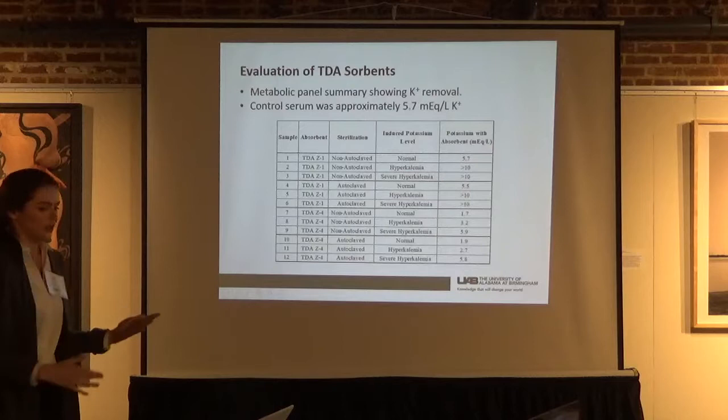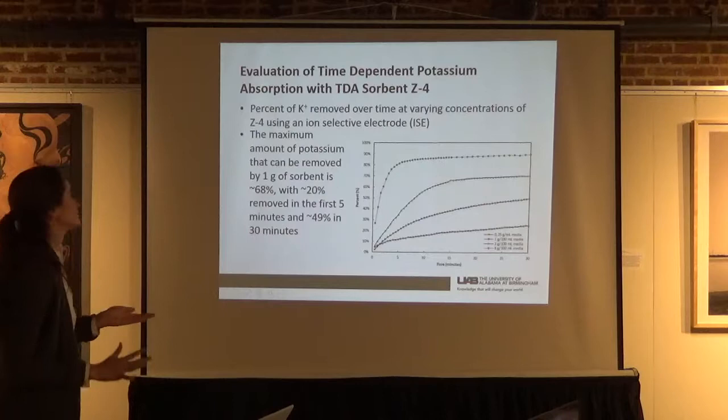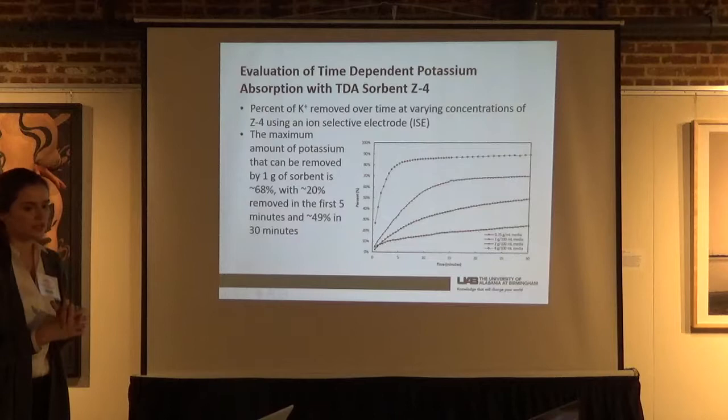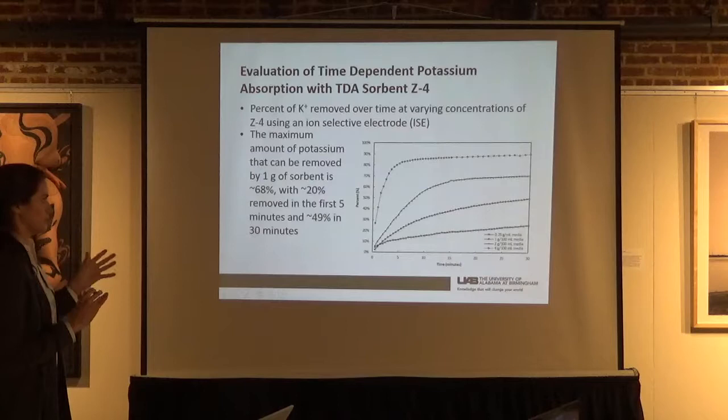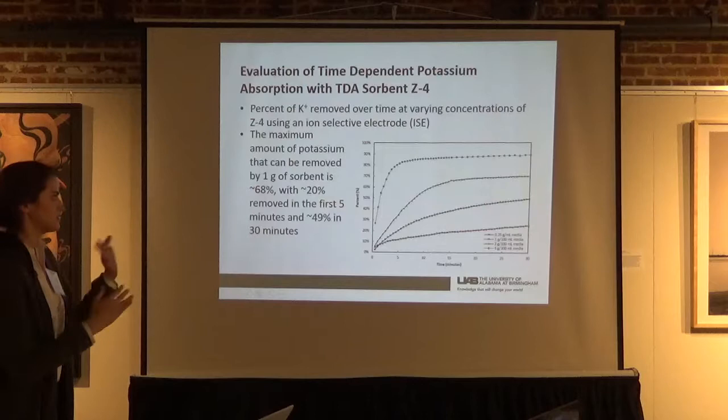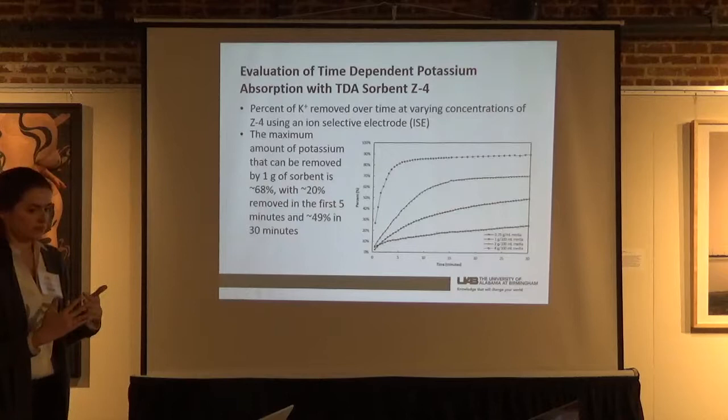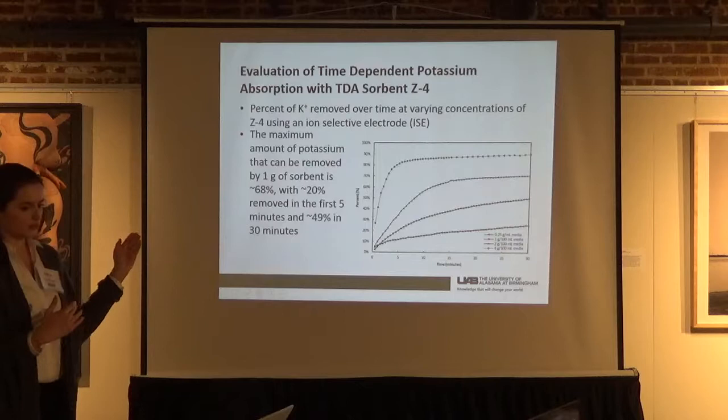Specifically, we wanted to look at the evaluation and time dependence of potassium absorption by Z4. So we used an ion selective electrode for potassium to evaluate this time dependent removal. Using varying concentrations of Z4, the amount of potassium removed directly corresponded to the amount of sorbent available for a given period of time. Initially, there was a rapid removal of potassium, followed by a slow rate of removal until reaching saturation.